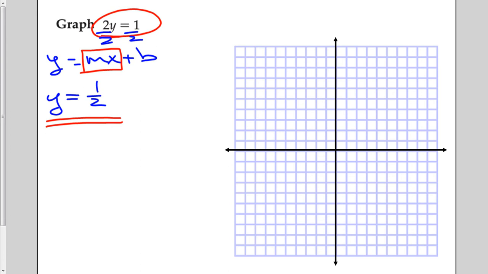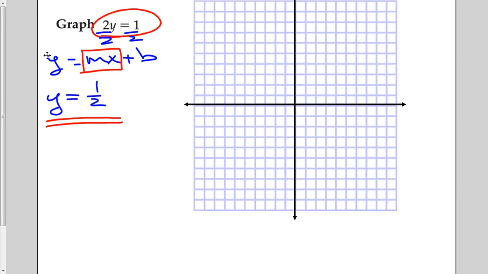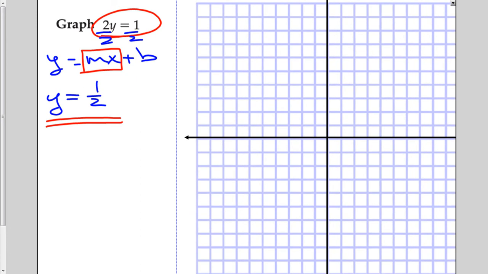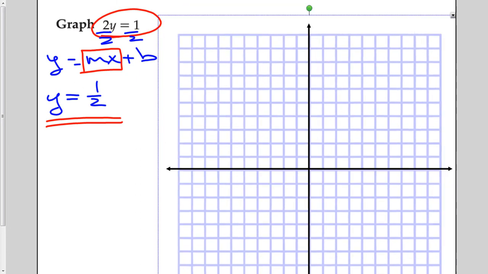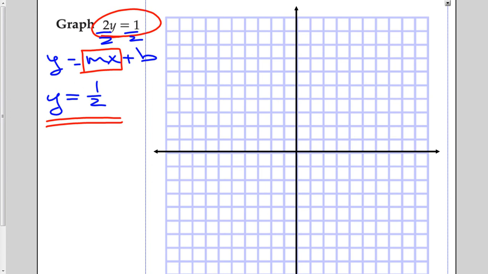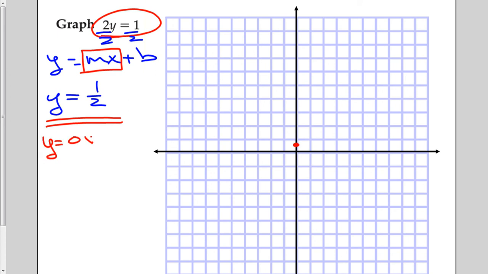Well, 1/2 is halfway between +1 and 0. Excuse me, +1 and 0. And so this is y equals 1/2 right here. That's my y-intercept. And so really what I'm looking at is y is equal to 0x plus 1/2. Well, if I have a slope of 0, that's basically telling me that my change in y is 0 over my change in x. And so x doesn't matter here.